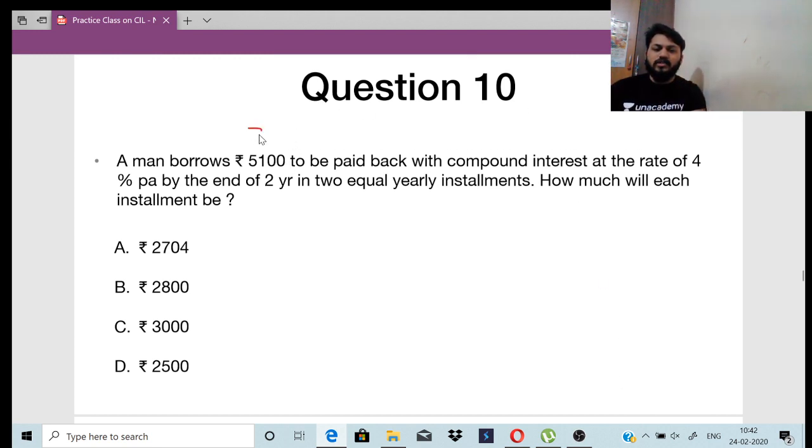A man borrows rupees 5100 to be paid back with compound interest at the rate of 4% by the end of 2 years in 2 equal yearly installments. How much will each installment be? He is borrowing 5100 as a loan. It is at compound interest and the rate is 4% per annum, and by the end of 2 years he has to pay 2 equal yearly installments. How much will each installment be?